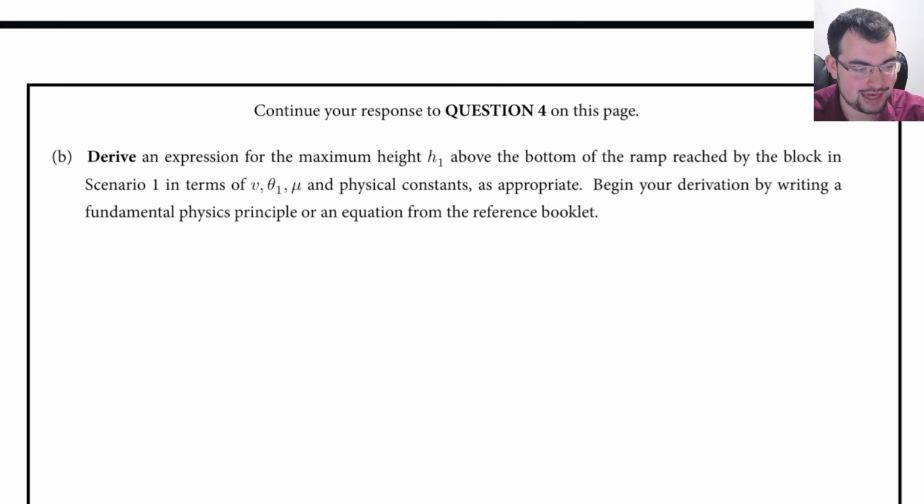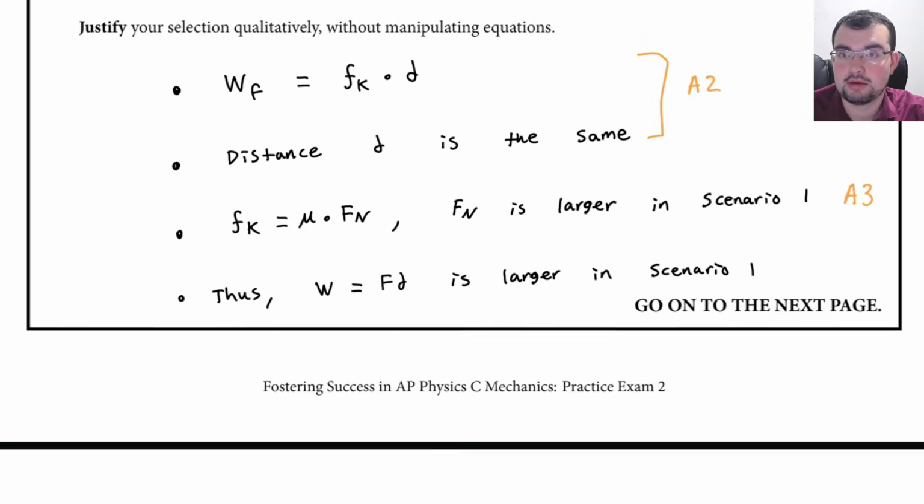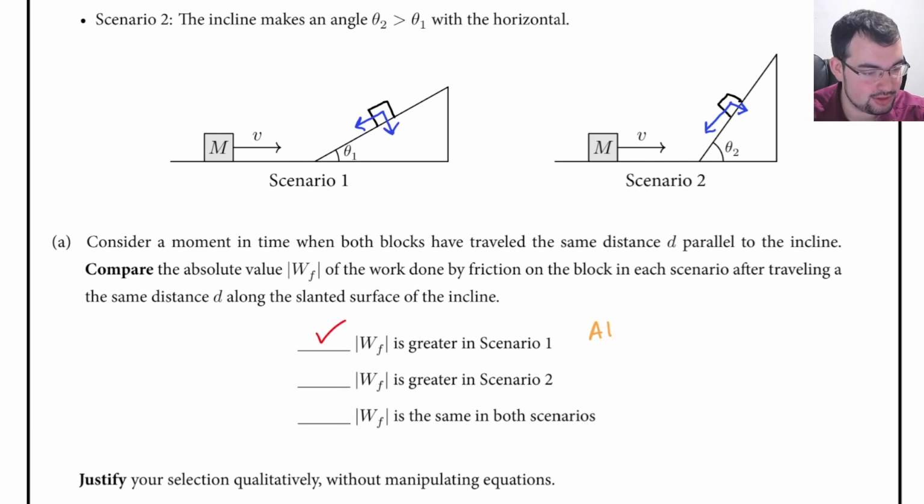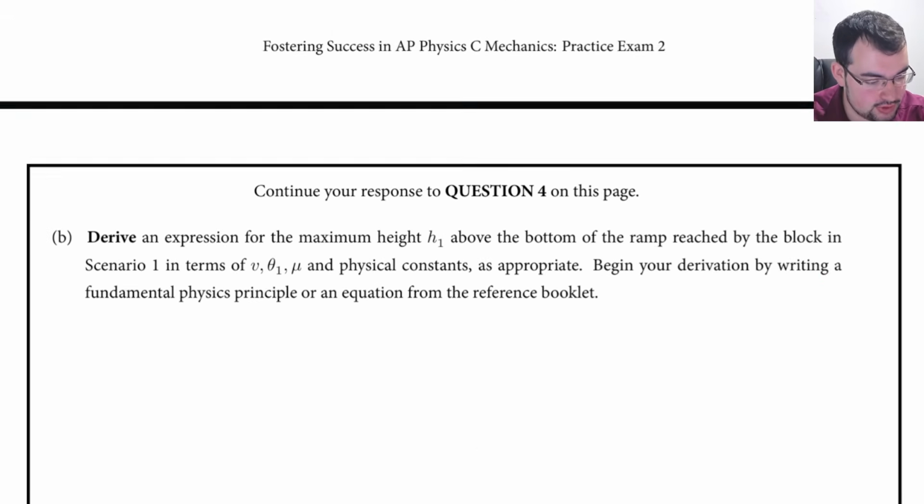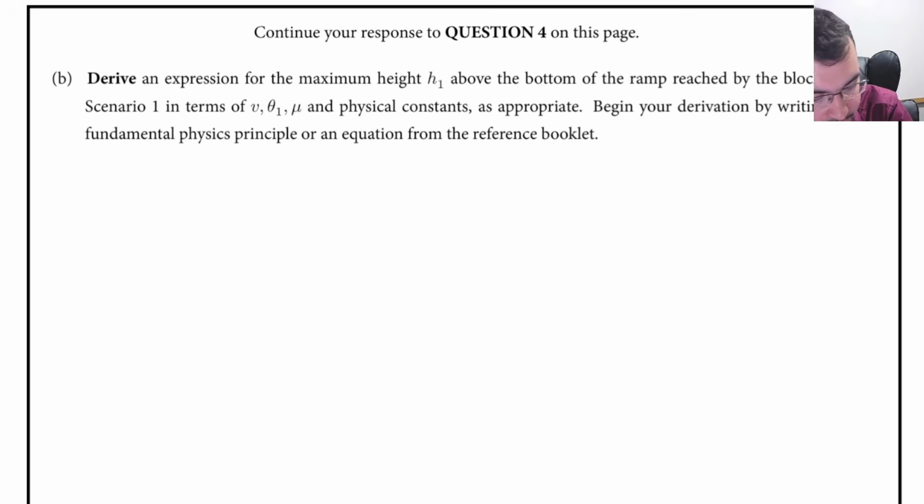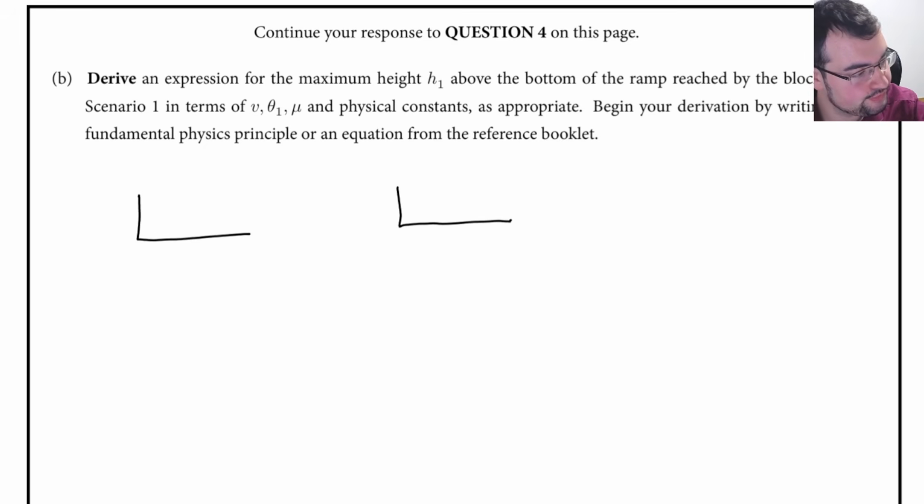Derive an expression for the maximum height h1 above the bottom of the ramp reached by the block in scenario 1. Well, we got maximum height, so we got to be doing some energy conservation, right? So we're just going to set the kinetic energy at the bottom of the ramp. Well, actually, I think we'll draw it out with a bar chart here to show what our equation will be. So at the bottom of the ramp, and then we have the top of the ramp.